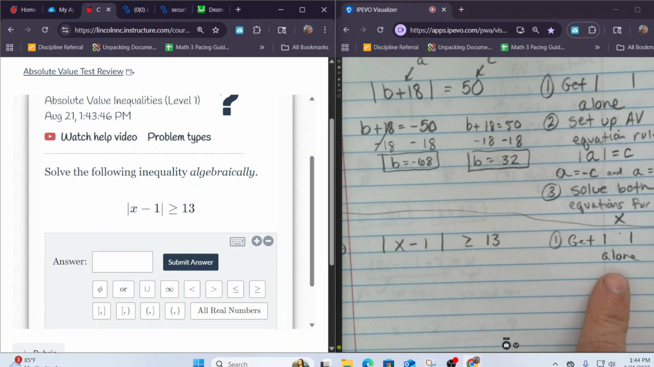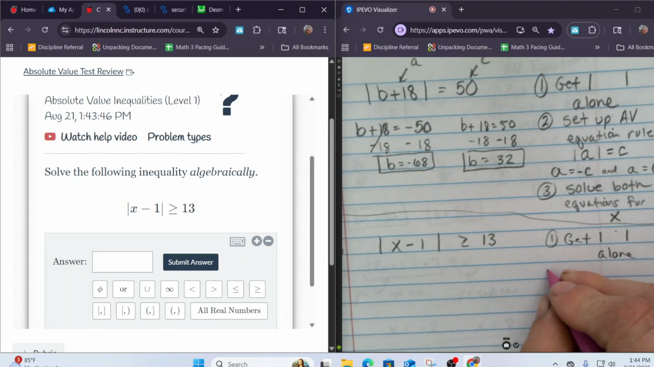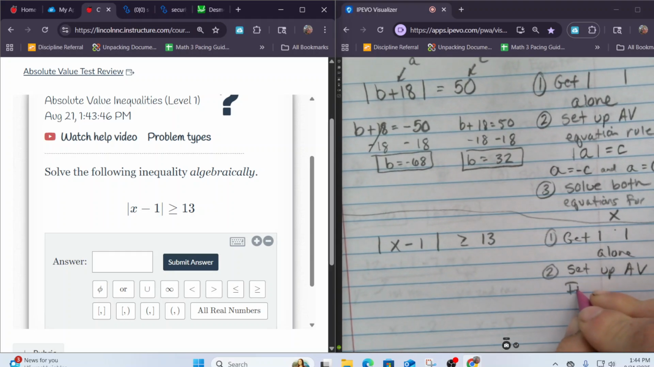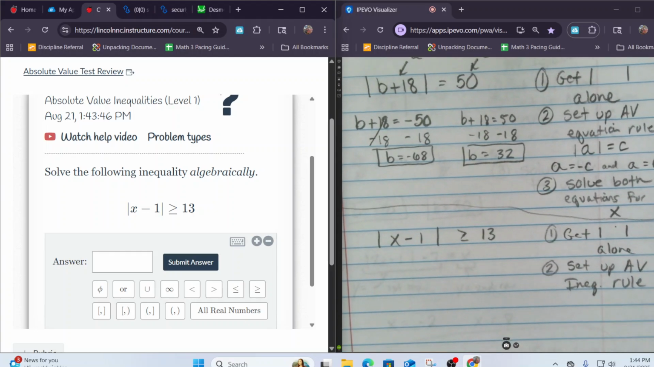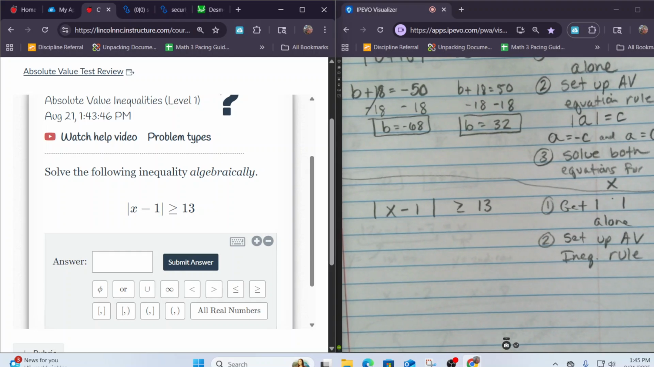Step 1, get absolute value alone. Like I said, the ones by hand should already have that for you. Step 2, set up absolute value. You're going to set up your absolute value inequality rule.